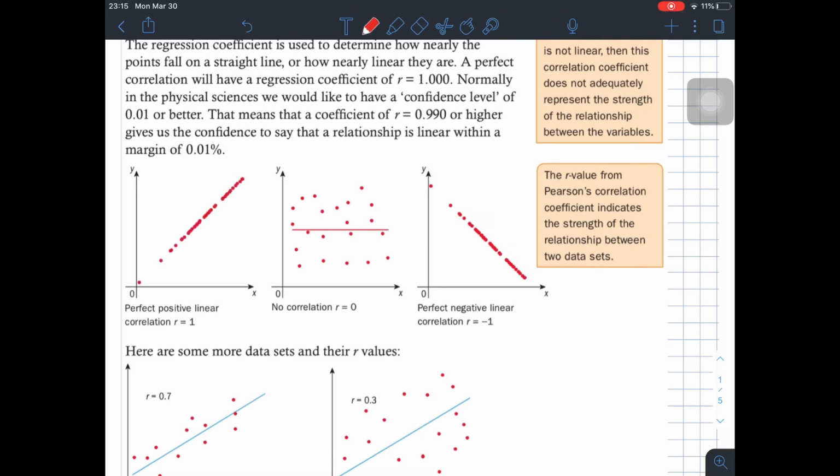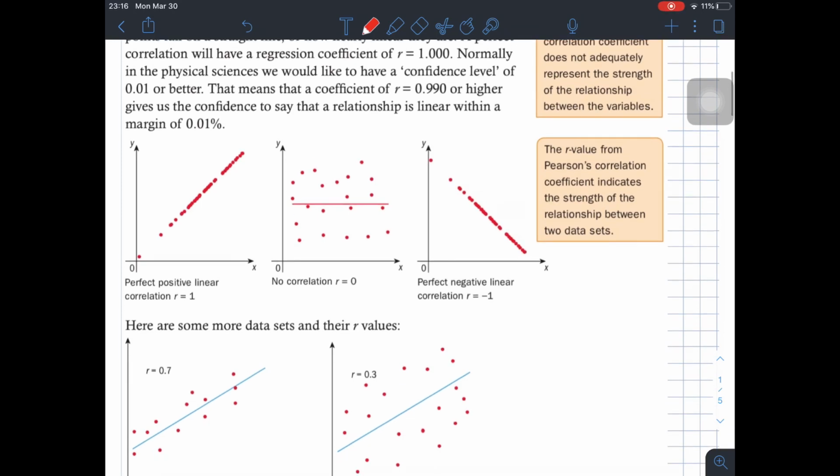Then, if we say that variables have no correlation, we're saying that the value of R is 0. Okay, so no correlation means that R is 0. And a perfect negative linear correlation means that the value of R should be -1, okay? So the values 1 and -1 mean perfect correlation. If it's +1, then we're saying it's a positive correlation. And if we say -1, we're saying it's a perfect negative linear correlation, okay?